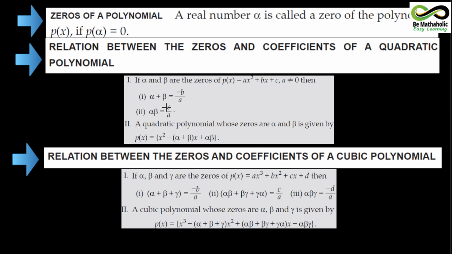So the relationship between the zeros is mentioned over here, you can see it here. The relationship is that the sum of the zeros is minus b upon a and the product of the zeros is c upon a.